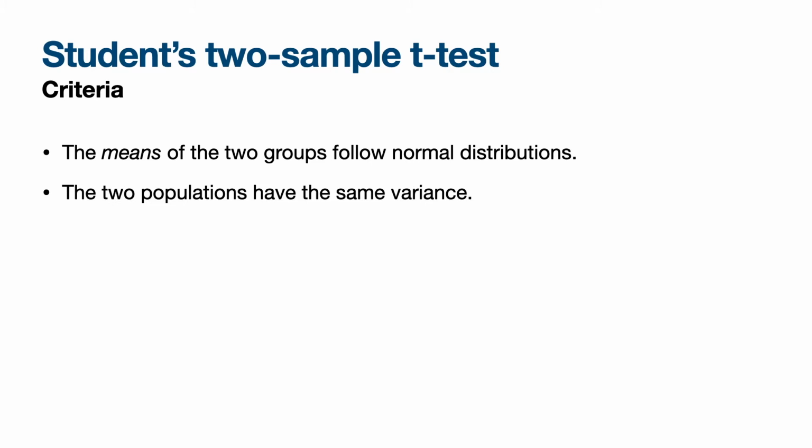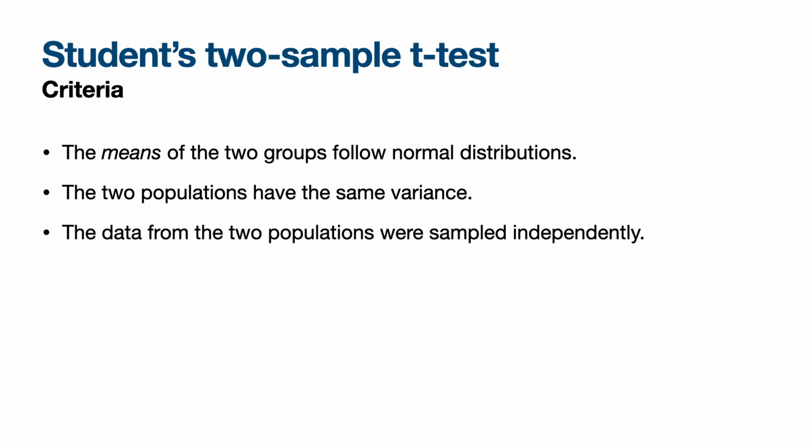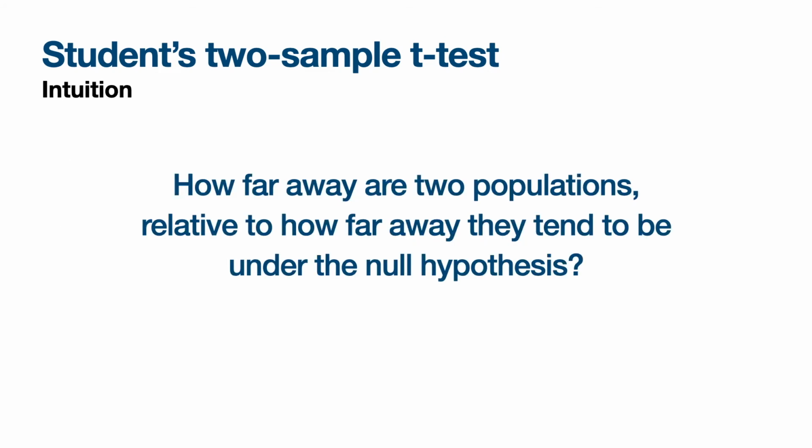Second, the two populations have the same variance. In case this is not necessarily true, we can relax this with another t-test variant. And third, the data from the two populations were sampled independently. Intuitively, Student's t-test answers the following question: how far away are the two groups relative to how far away they tend to be under the null hypothesis?